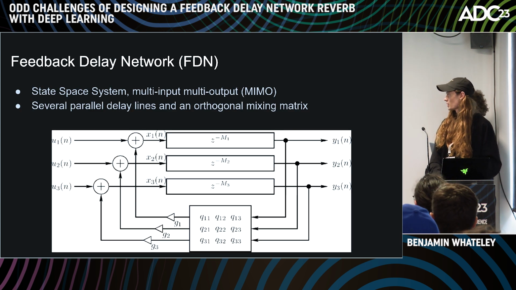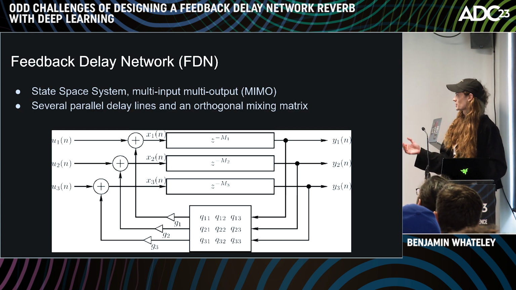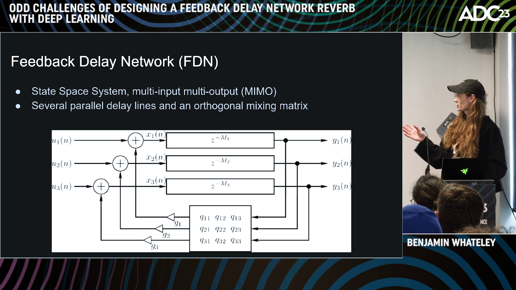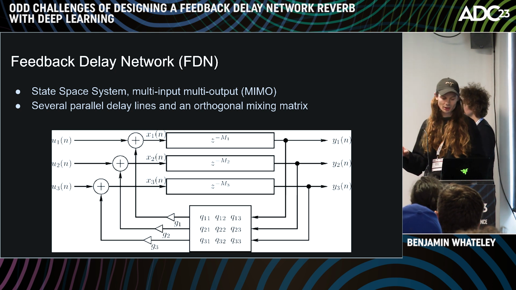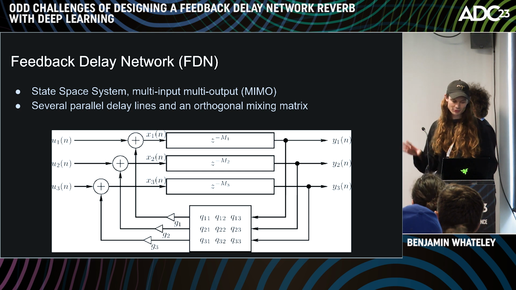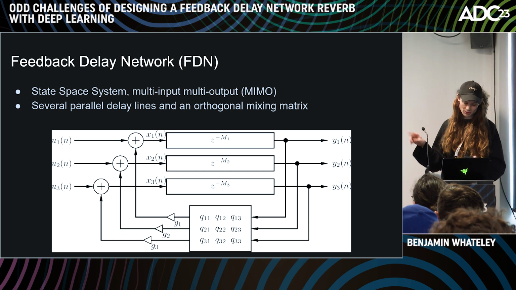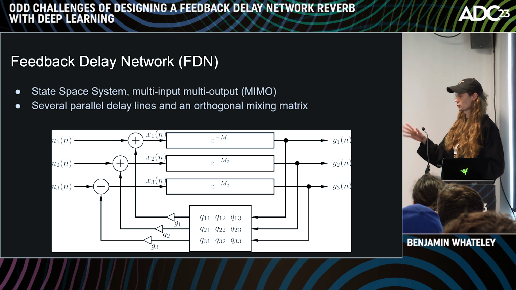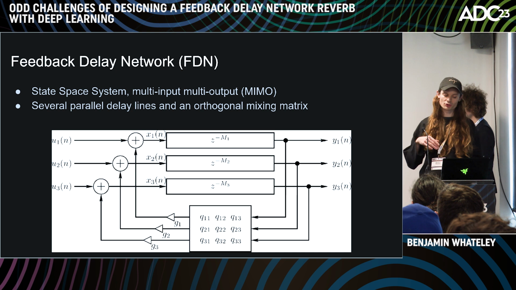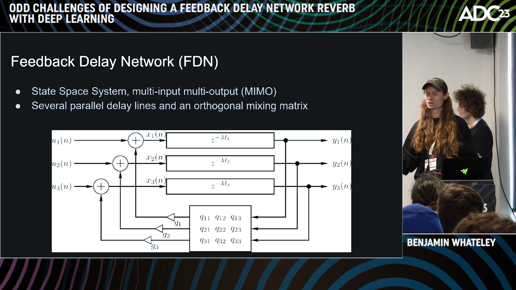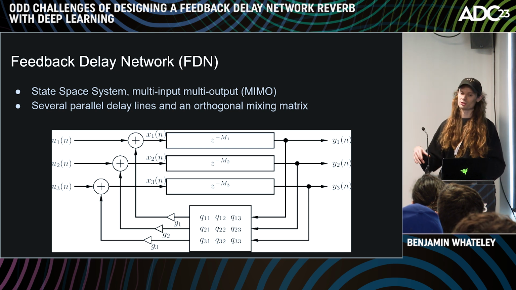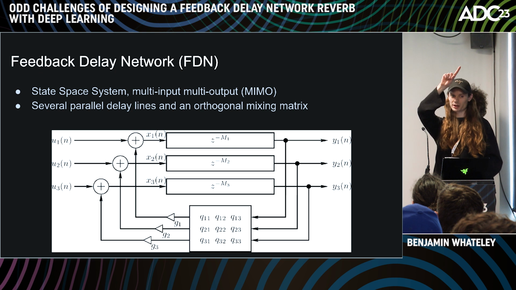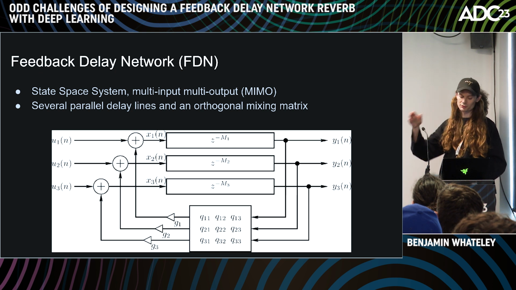late reflections. So what is a feedback delay network? You can describe it as a state-based space system. So it's a multi-input, multi-output system. We've got several parallel delay lines and what's called an orthogonal mixing matrix. I'll actually talk about this later. It's a matrix that when you take the product of itself and the transpose, you end up with the identity matrix. So a matrix where all the values are 0 except for the diagonal, where there's a 1 for every value in the diagonal.